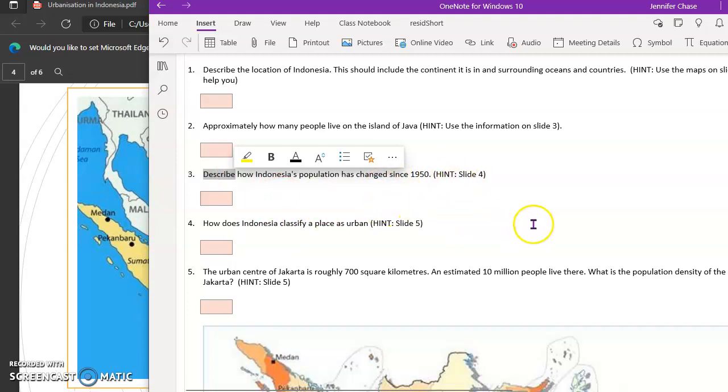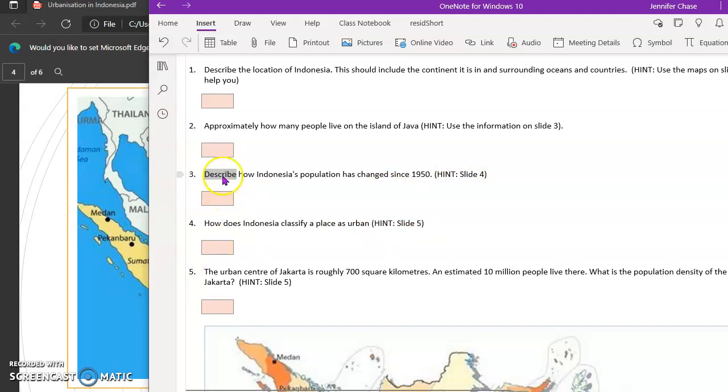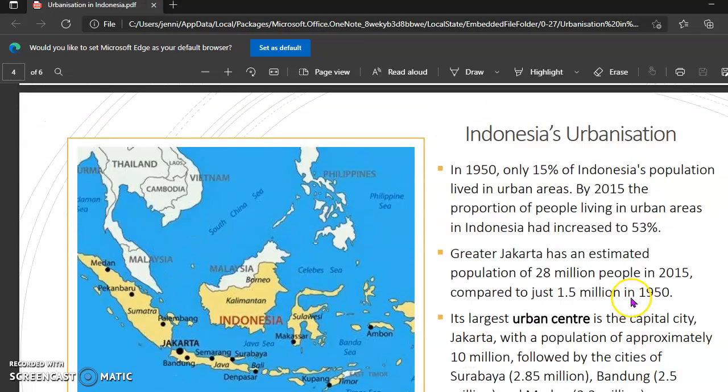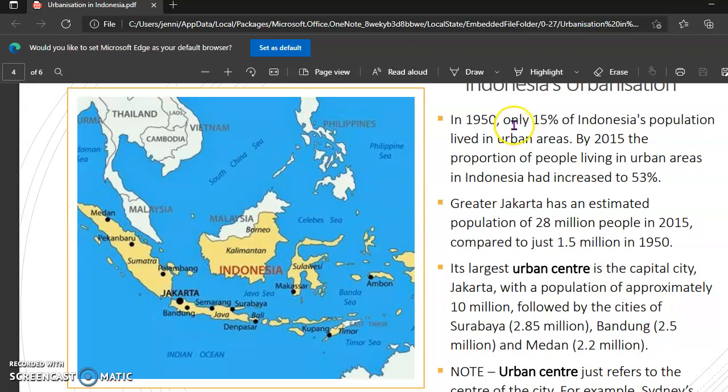That was already mentioned in the introduction to this lesson as well. Okay, when we're describing things, we're looking to make a point and back it up with an example. So make sure that you're doing that in a full sentence. In 1950, as mentioned already, only 15% of Indonesia's population lived in urban areas, and by 2015, that proportion had increased to 53%.